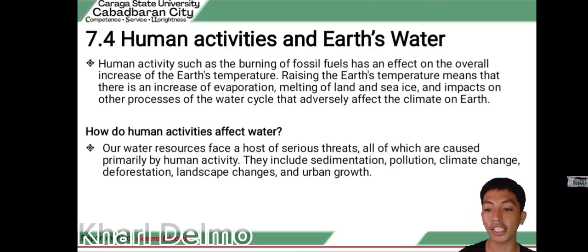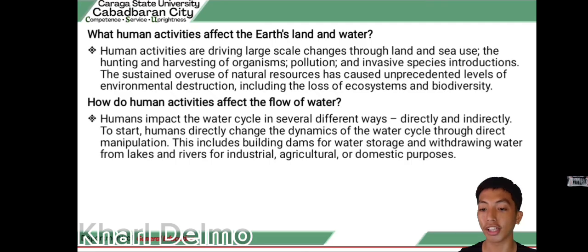What human activities affect the earth, land, and water? Human activities are driving large-scale changes through land and sea use, the hunting and harvesting of organisms, pollution, and invasive species introductions. The substantial overuse of natural resources has caused unprecedented levels of environmental destruction, including the loss of ecosystems and biodiversity.